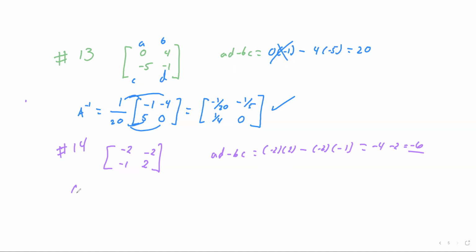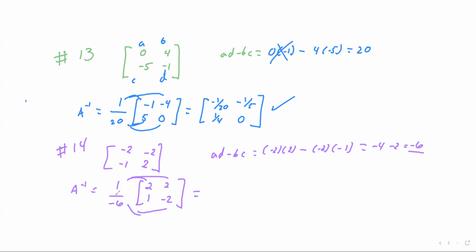So therefore, my inverse here would be 1 over -6. I'm going to switch the places of my A and my D. So the 2 goes here, the -2 goes here. I'm going to change the sign of my B and my C. So this becomes a 1 and this becomes a 2. Then I'll multiply it out.